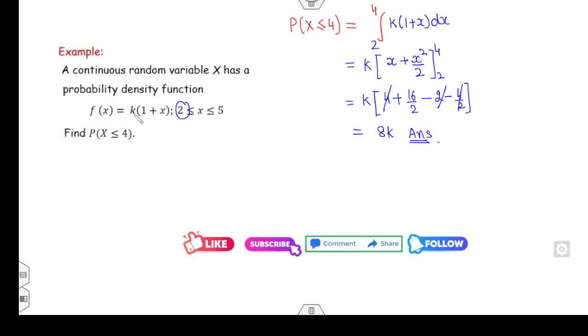They have not asked what the answer of k is. Okay, if you want to find the k, then you can integrate the function f(x) from 2 to 5, which is 1. So you can find the value of the k if you are really interested to find it.